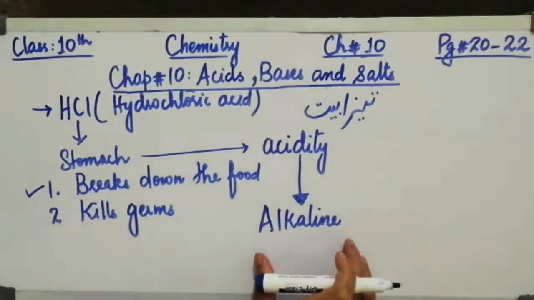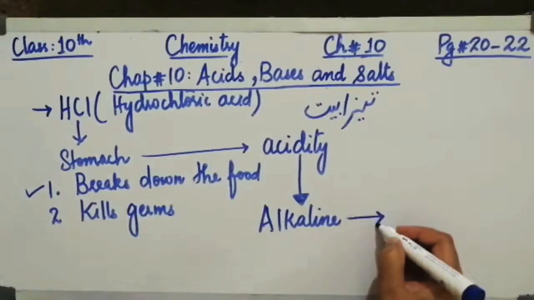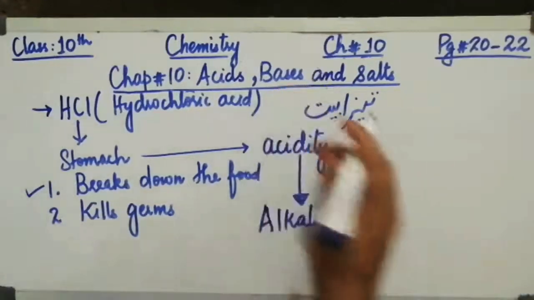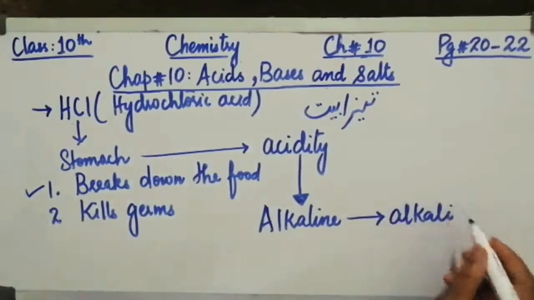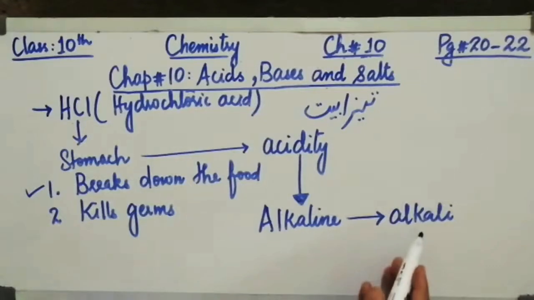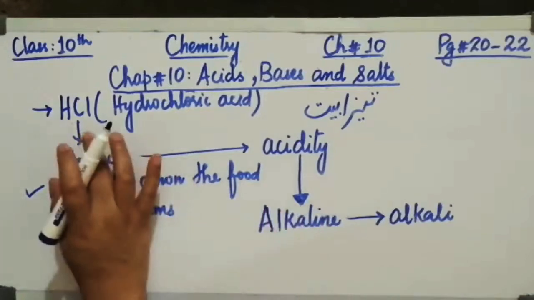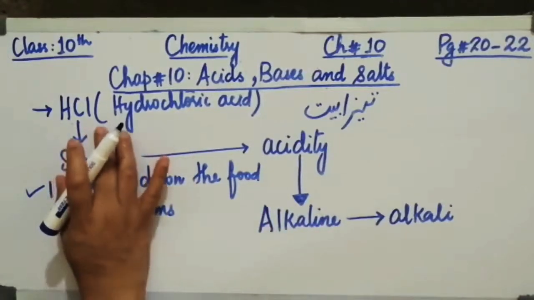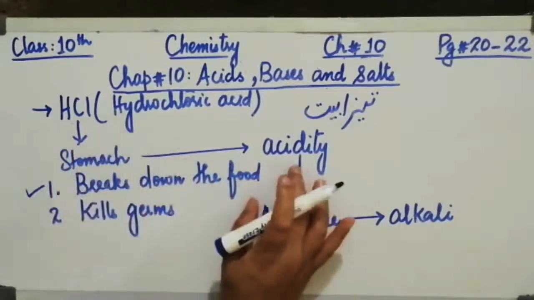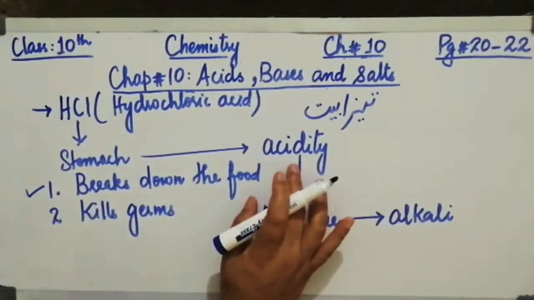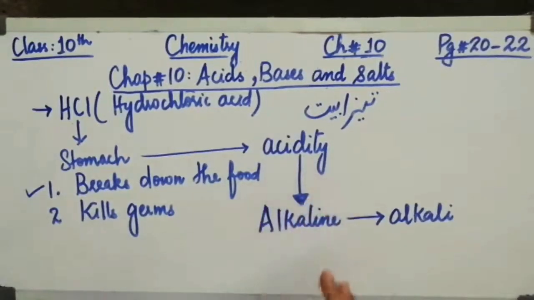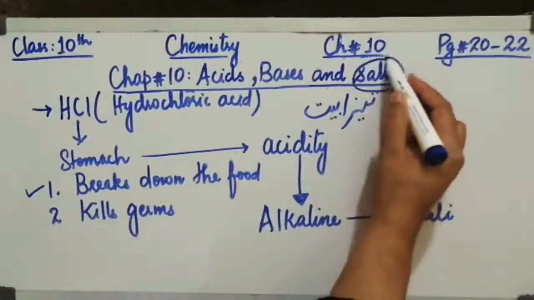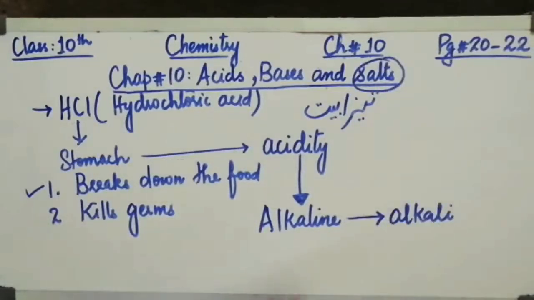So here next we are deriving the next term that is related to the bases and now we are calling it alkali. So basically the alkaline word is actually derived from alkali. And alkali neutralizes this acid that is hydrochloric acid and reduces the effect of this acid which is responsible for causing acidity. So basically producing a harmless chemical which is called a salt. So here comes the third substance which we are going to discuss in this chapter.